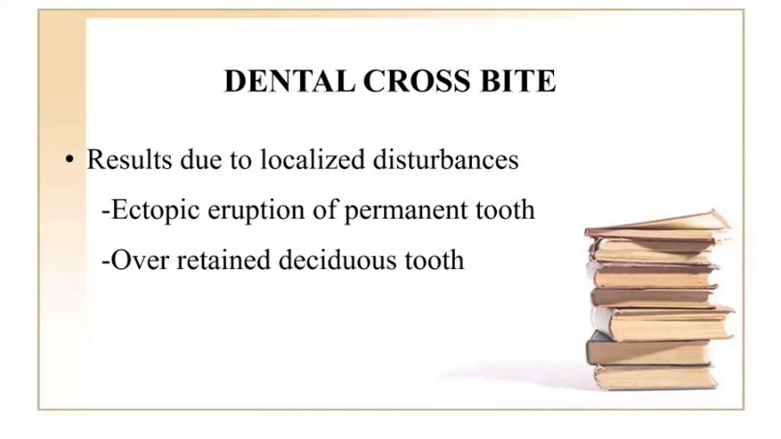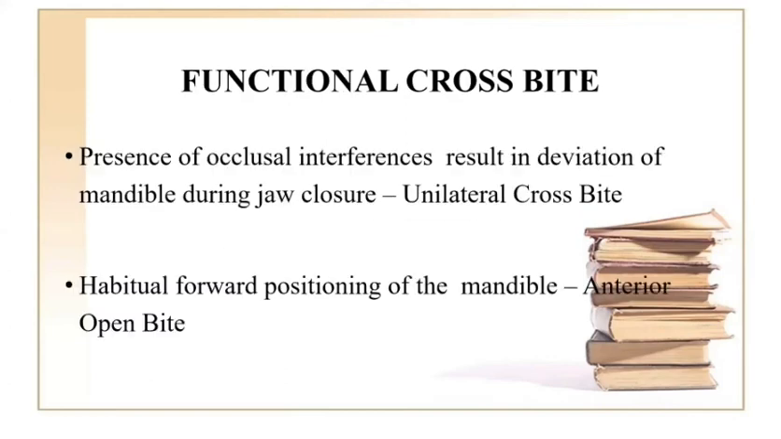Coming to the dental crossbite, it results due to localized disturbance such as ectopic eruption of a permanent tooth over retained deciduous teeth. Now coming to the functional type of crossbite, it can be the presence of occlusal interferences resulting in deviation of mandible during the jaw closure. It can be unilateral crossbite and habitual forward position of the mandible. It can lead to an anterior open bite.